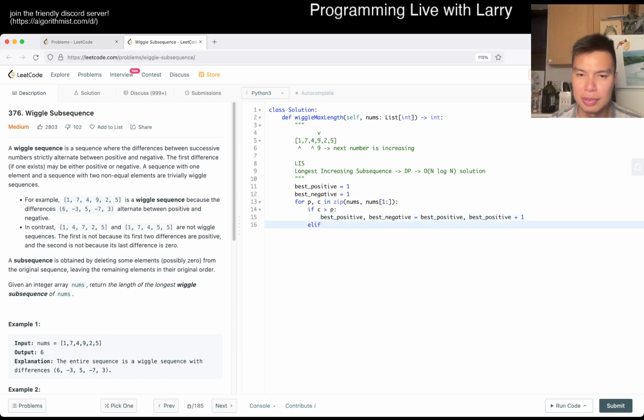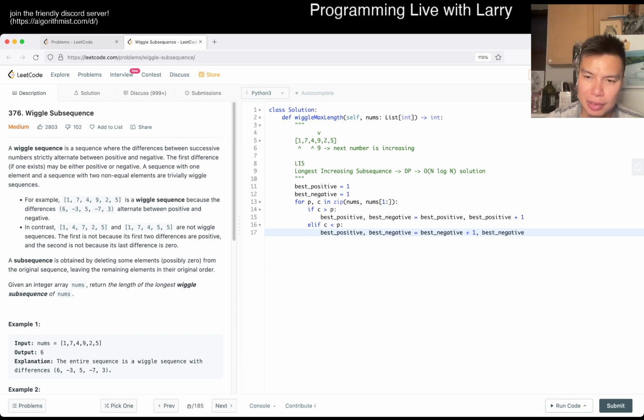And then else if C is less than P, then we do kind of the same but opposite. Maybe this is even wrong. Maybe I typed it too fast, to be honest. Best positive is going to be best negative plus 1, and then best negative, right? By skipping this number. Is this right? I might have the signs wrong, but then we just have to return max of best positive and best negative.